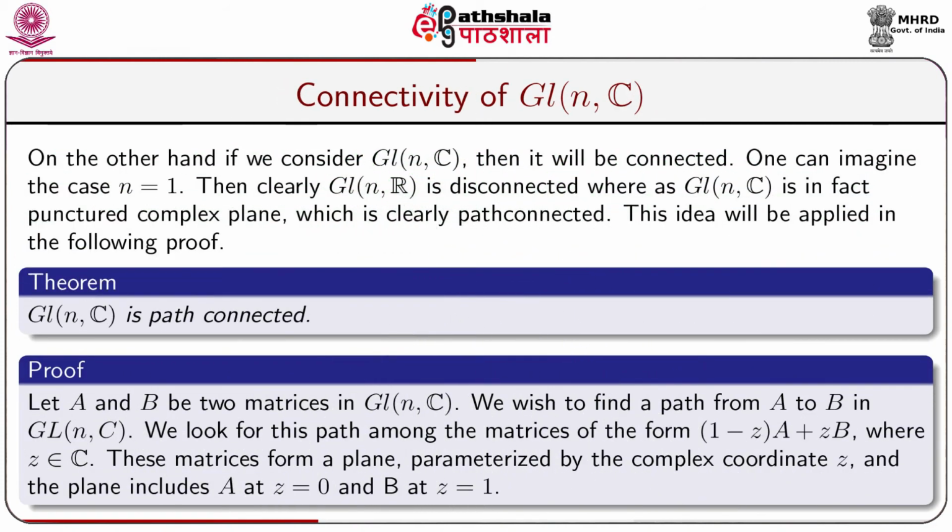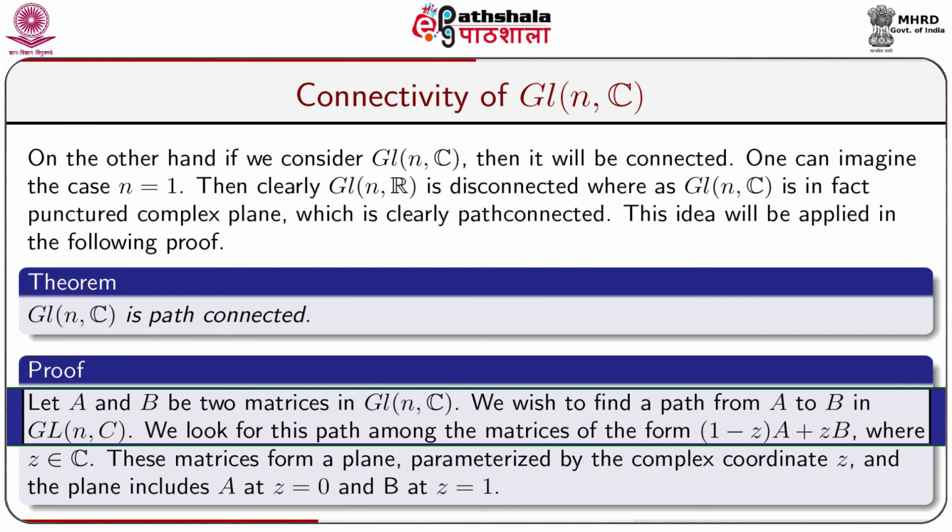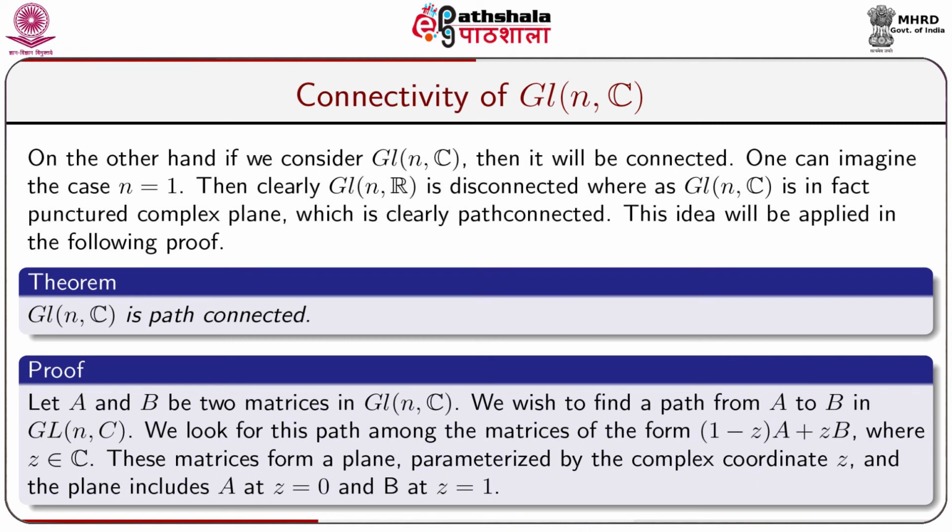In contrast, if we go to GL(n, C), then we shall see that GL(n, C) is path connected. It is not disconnected. To prove that GL(n, C) is path connected, let A and B be two matrices in GL(n, C). That is, the determinant of A is not equal to 0 and the determinant of B is also not equal to 0. We would like to find a path from A to B which is contained in GL(n, C).